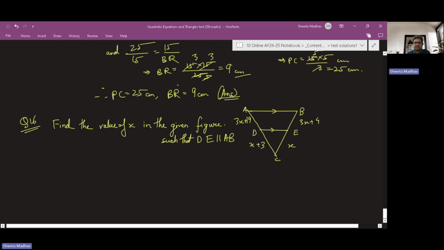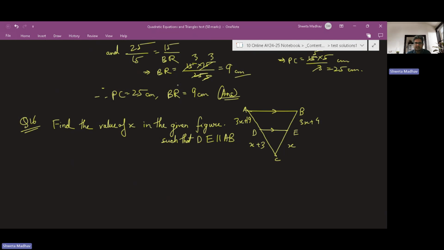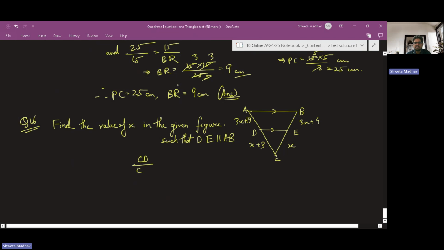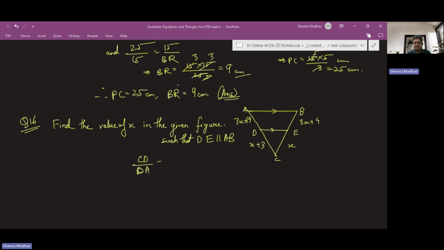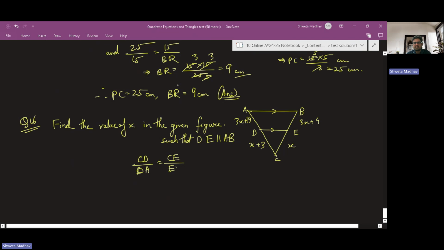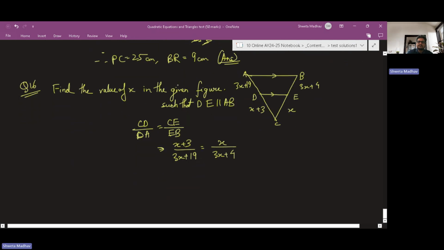So here we can say DE is parallel to AB. So obviously you can say that CD by DA is equal to CE by EB. So CD, that is x plus 3, divided by DA, that is 3x plus 19, is equal to CE, that is x, divided by EB, that is 3x plus 4. It means that x plus 3 into 3x plus 4 is equal to x into 3x plus 19.